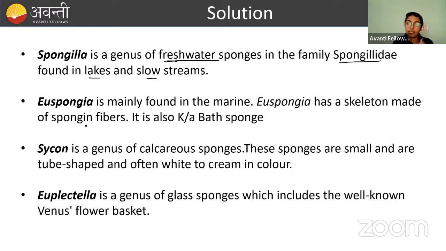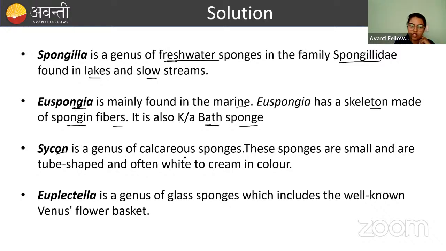Okay, so now coming to the others, we will learn something more about the others. Euspongia is mainly found in marine, okay, marine means what? They will be present in the ocean. So Euspongia has a skeleton made up of spongin fibers. It is also known as bath sponge. I told you, right? I was telling you a while ago about bath sponge. Okay, so which is the bath sponge? Euspongia. It is given in your NCERT.